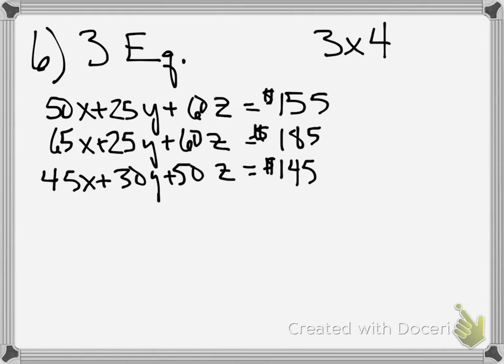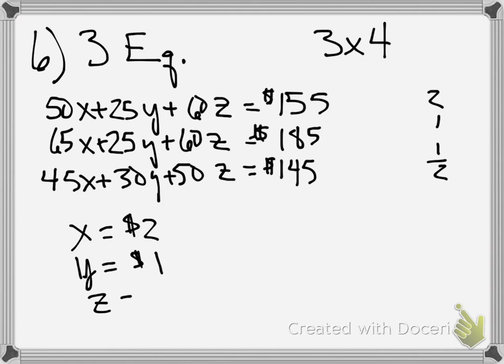So on this one, when you do get the answer, it does tell you 2, 1, and 1/2. Obviously, you should be able to tell that's $2 for the X, $1 for the Y, and half is 50 cents. Hopefully you would know that. But if you gave it to me as a half, that's fine. But hopefully you remember 50 cents, and there you go.